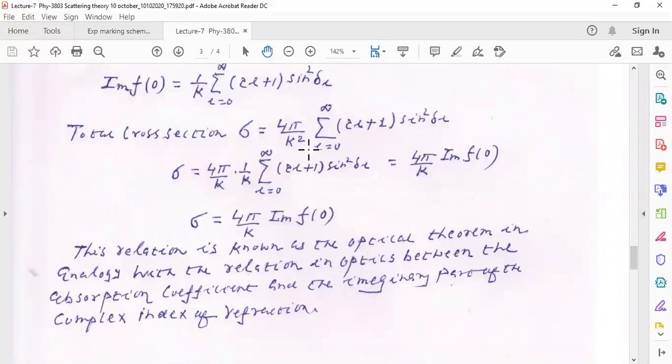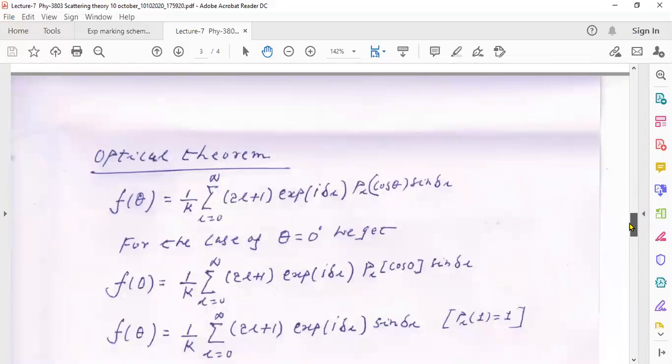And now it is 1 upon k square. I split it into two parts, 4 pi over k into 1 upon k, and this term. And you see the 1 upon k, sum over L, 2l plus 1, sin square delta L. This term is nothing but the imaginary term of f of 0. Because f of 0 means theta is 0, the theta equal to 0 case.